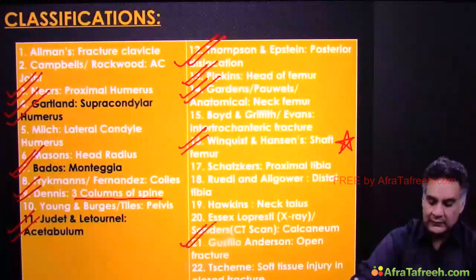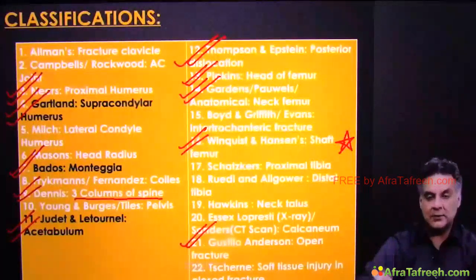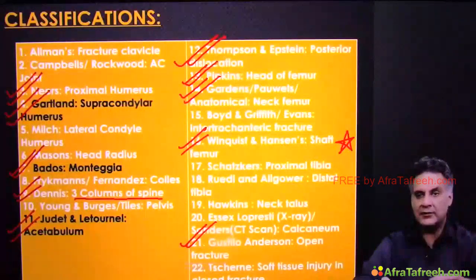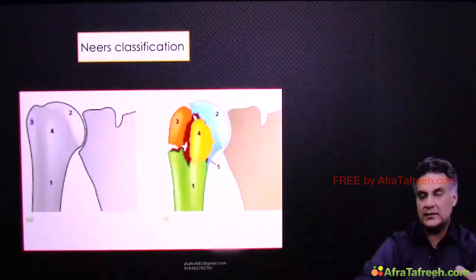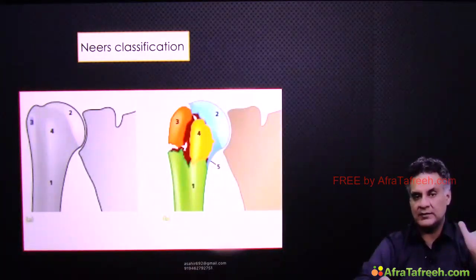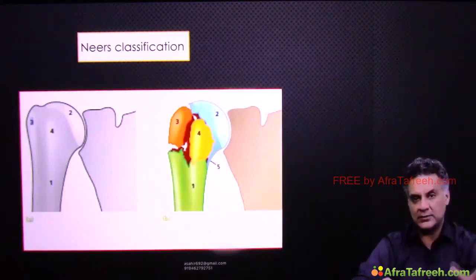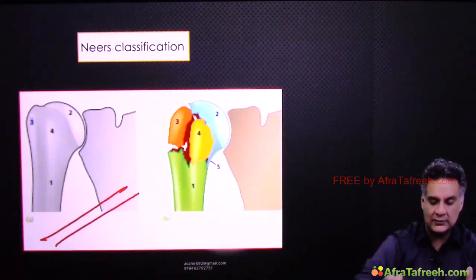Gustilo-Anderson for the open fractures. These are the important injuries and classifications that you must know. But before the exam, try to go through all of them. Neer's for proximal humerus, the four parts: the head of humerus, the shaft of humerus, the greater tuberosity and the lesser tuberosity, which I had told you.